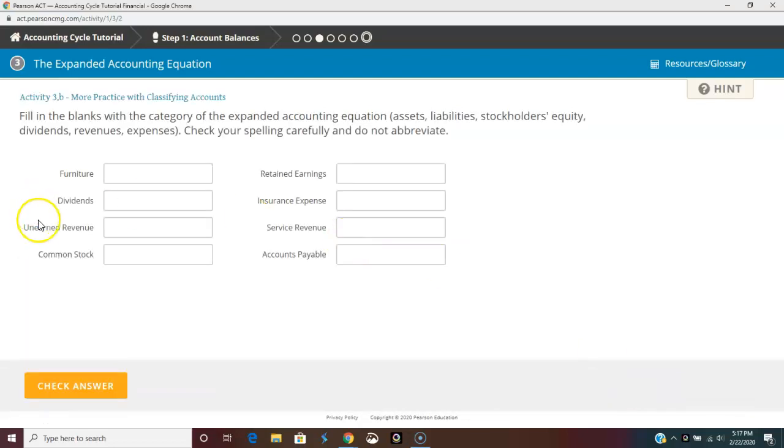Again, try again. Fill in the blanks with the category of the expanded accounting equation. Check your spelling carefully and do not abbreviate. Pearson is a bear about that kind of thing. You have to make sure you spell everything correctly.